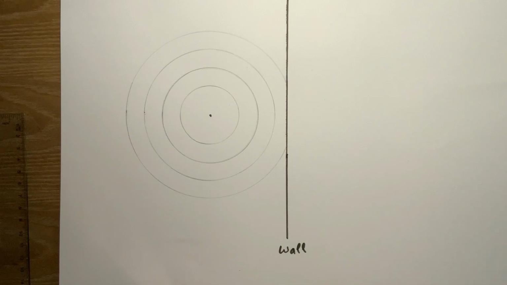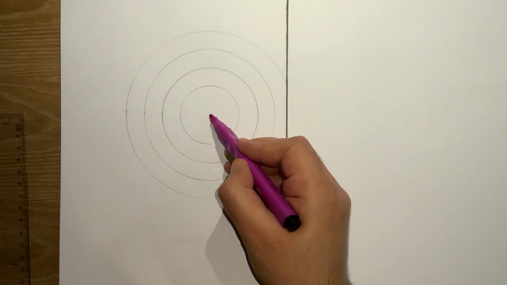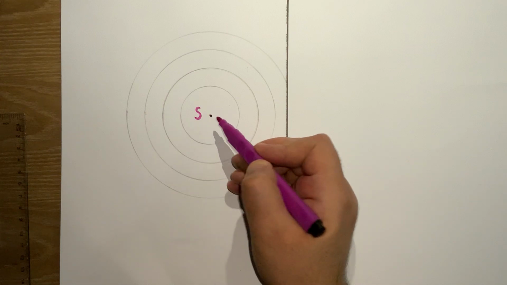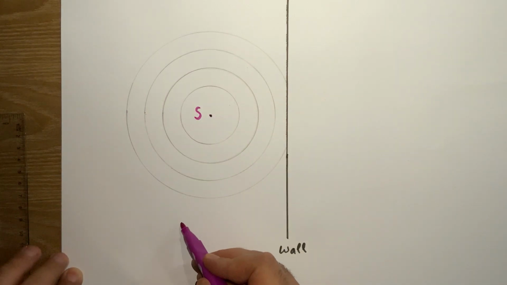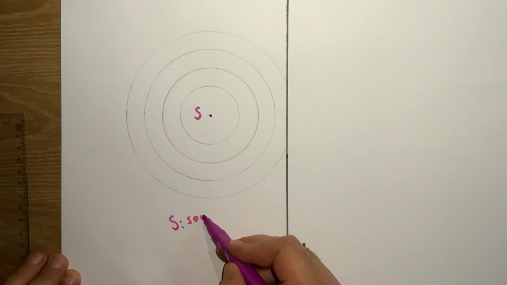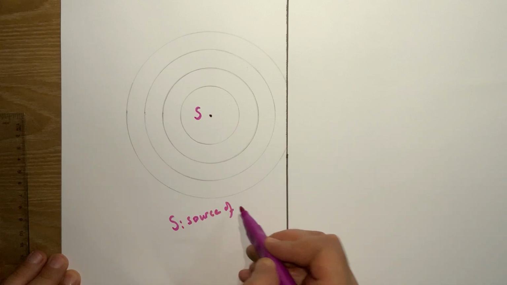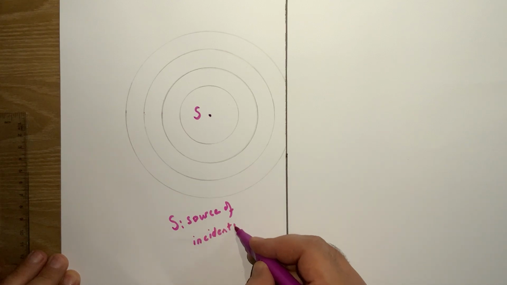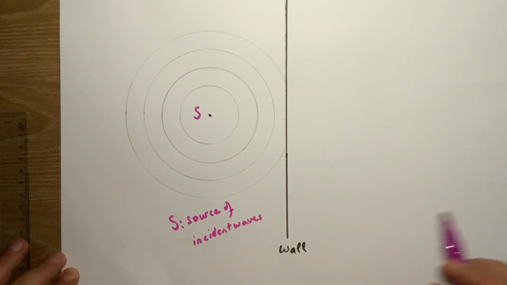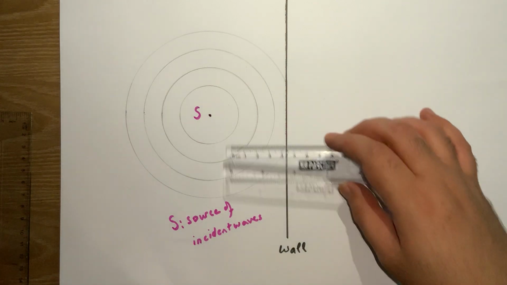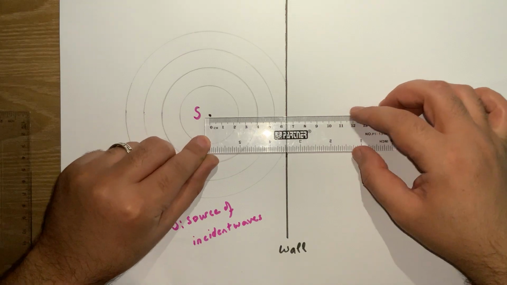But at first, you have to know that this point where the stone hits the water surface is called point S, the source of incident waves.